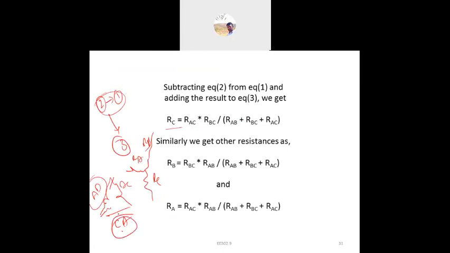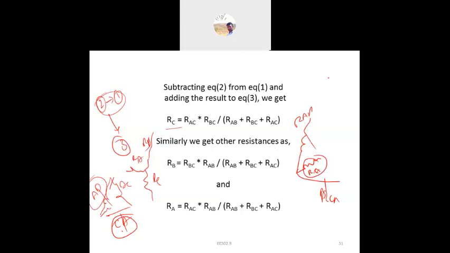The adjacent resistors of RA are RAB and RCA. So it is the product of the adjacent resistors divided by the total resistance. RA is equal to the product of the adjacent resistors by the total resistance. That way we get each one.